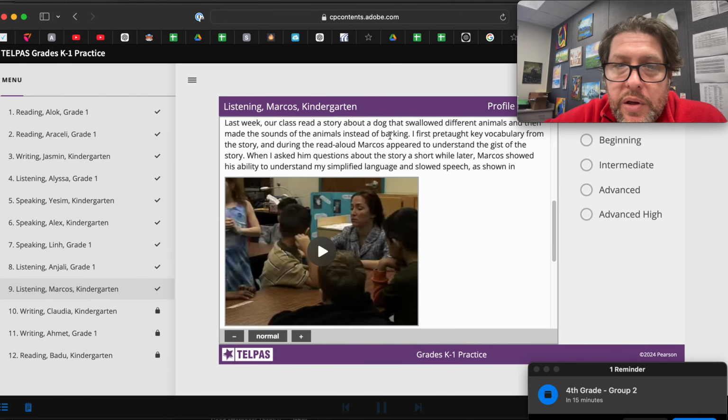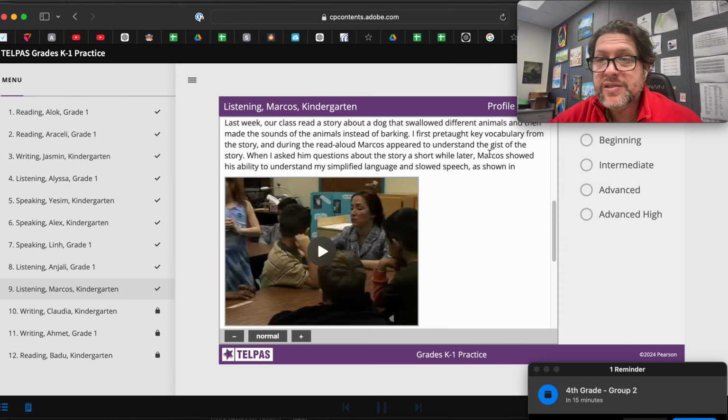Let's look at this. Last week our class read a story about a dog that swallowed different animals and then made the sounds of the animals instead of barking. I first pre-taught the vocabulary from the story, and during the read aloud, Marcos appeared to understand the gist of the story. Okay, good. So he's understanding some, okay, after pre-teaching the vocabulary.